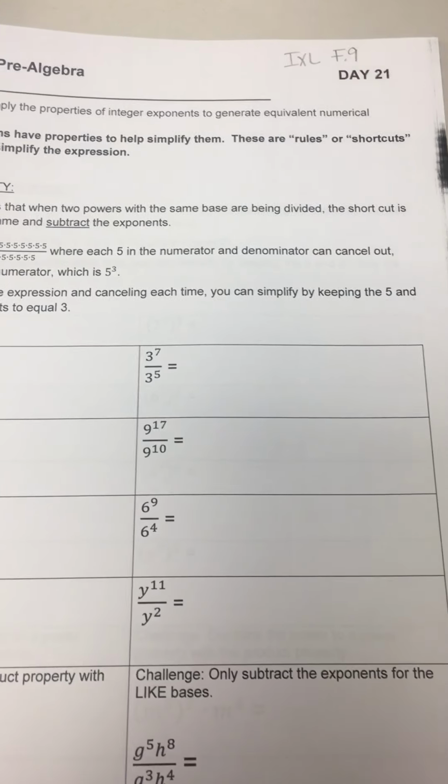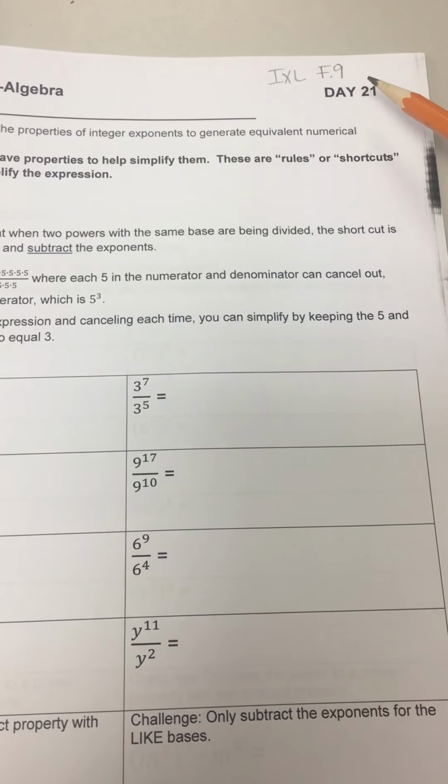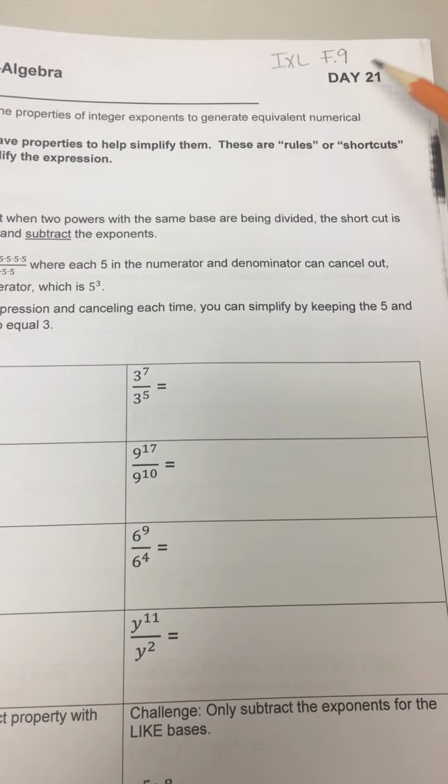Okay guys, day 21 here. This goes along with IXL Assignment F9 if you're doing IXL. This one is called the quotient property. Yesterday was the product property because it was a multiplication problem. This one is the quotient property because it's a division problem.